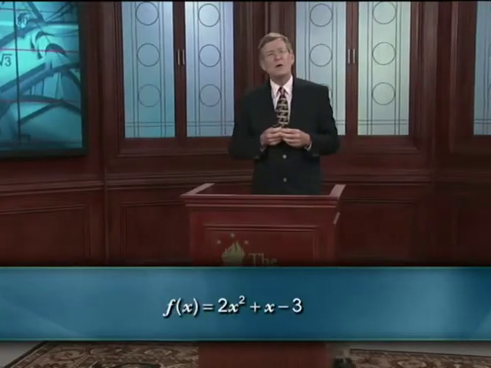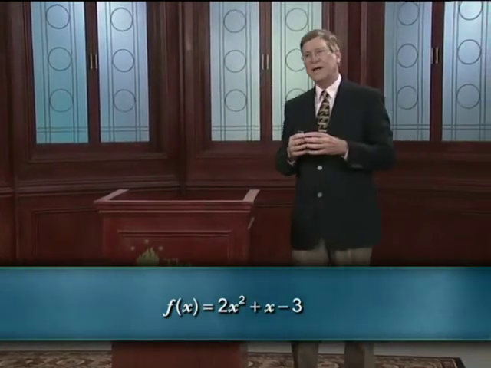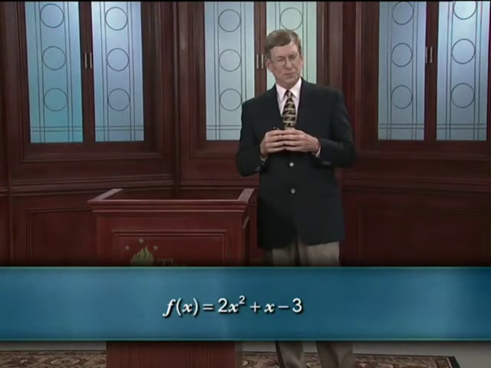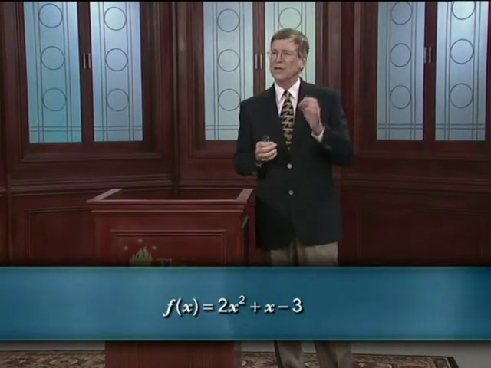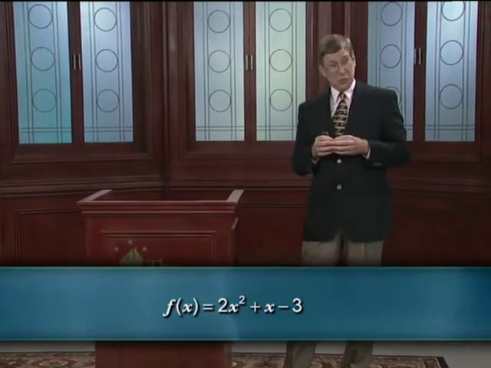Okay, let's use it. Let's look at an example like 2x squared plus x minus 3. There's our quadratic polynomial, 2x squared plus x minus 3. I want to find the zeros. Where does this polynomial touch the x-axis? Okay, we use the quadratic formula.